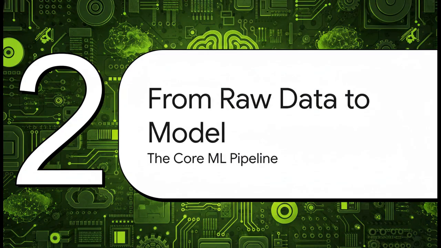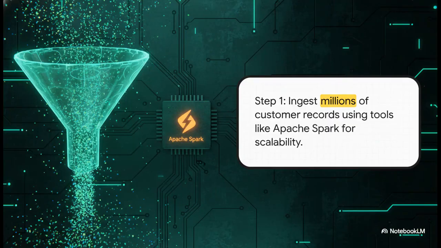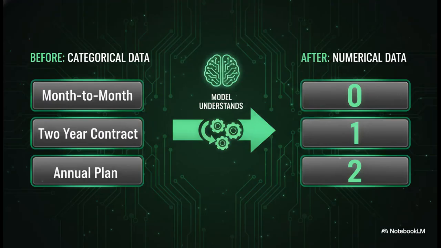First step, turning millions of raw customer records into a smart, predictive model. Honestly, this is where the magic really starts. Okay, so the whole journey kicks off with data ingestion. And we're talking about absolutely enormous data sets from telecom giants, literally millions of rows of customer info. To handle that kind of volume, you need a seriously powerful tool like Apache Spark, which can chew through all that information super efficiently.